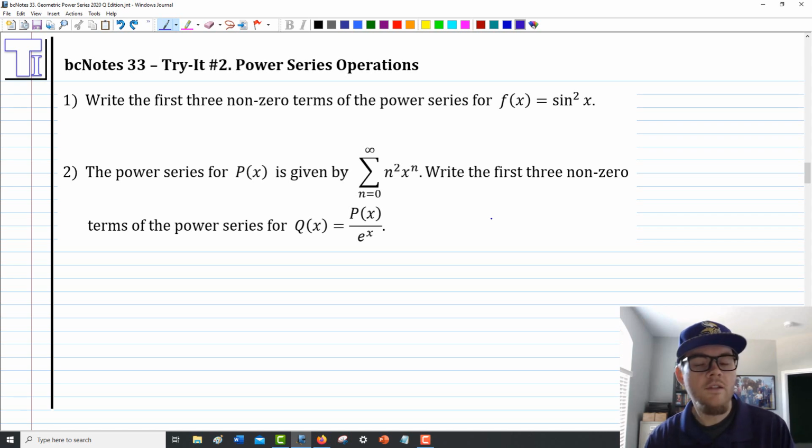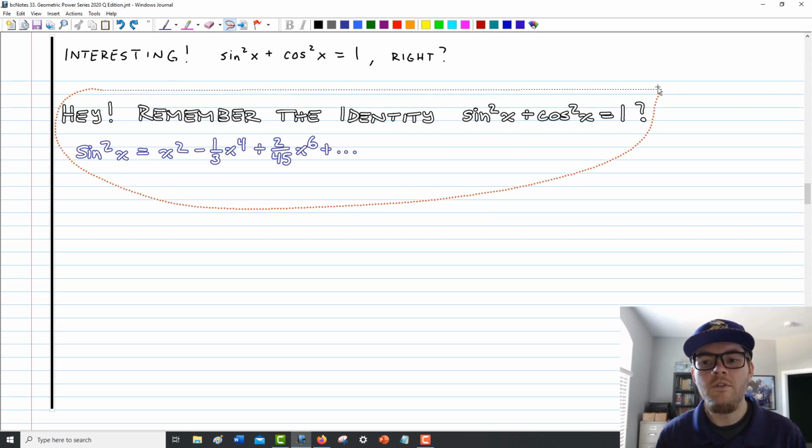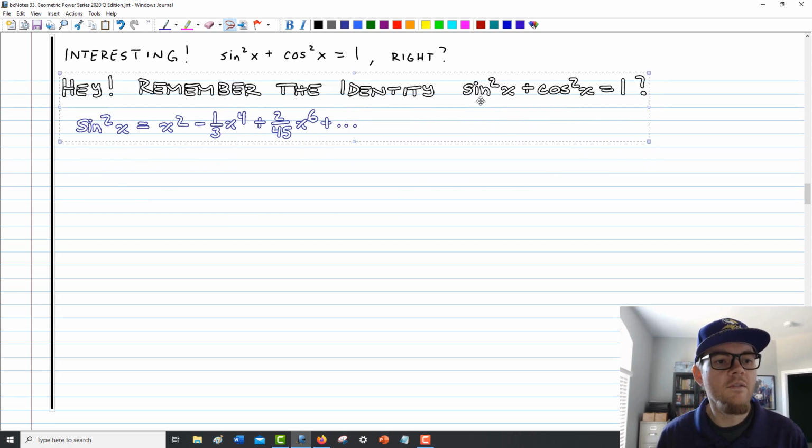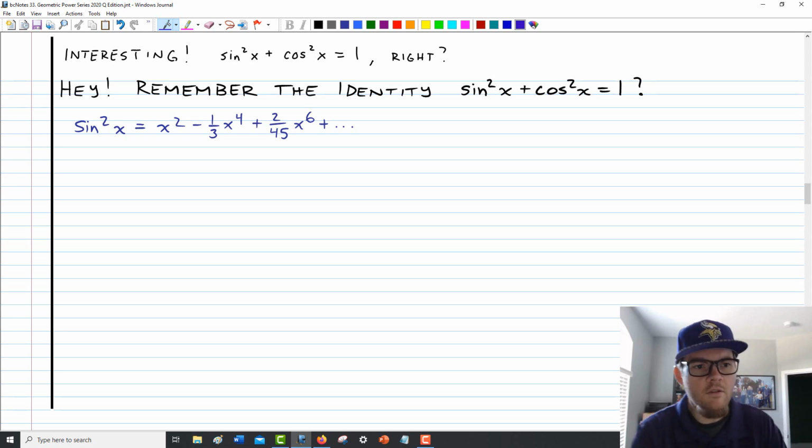So I'm assuming that as I move to this next page you did do these try-its, particularly number 1, which focuses on the first 3 non-zero terms of sine squared. So from there, let's just point out something that's kind of cool. I like to call out some of these facts as much as possible, because it just kind of blows my mind. It's one of those few moments where I really stand in awe of mathematics in general.